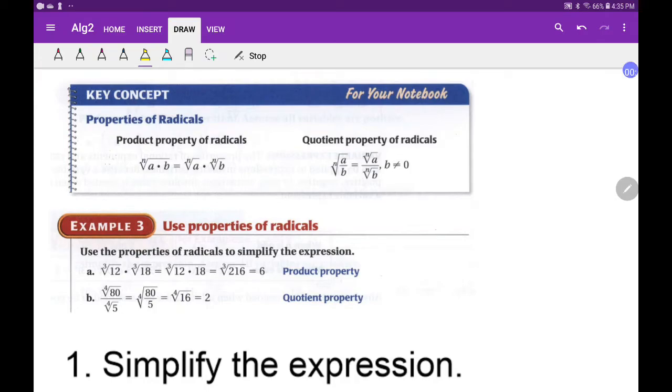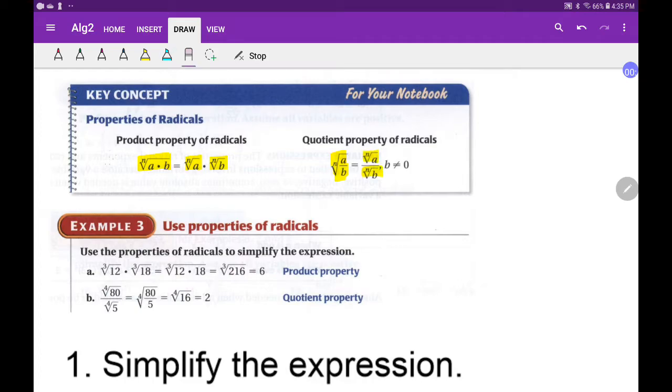We can split these up. If I have the nth root of a times b, I can split it up into the nth root of a times the nth root of b. And same thing with division. If I have the nth root of the ratio a over b, I can split it up into the nth root of a over the nth root of b.